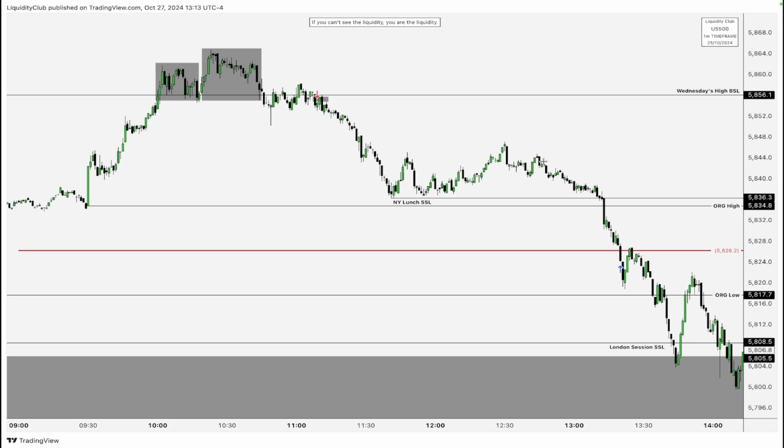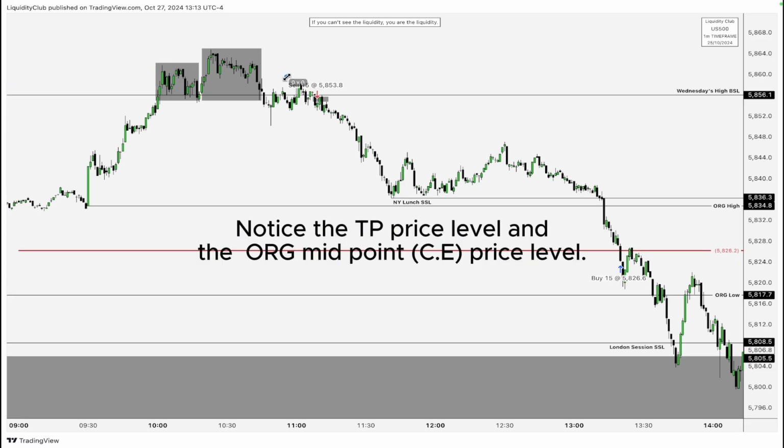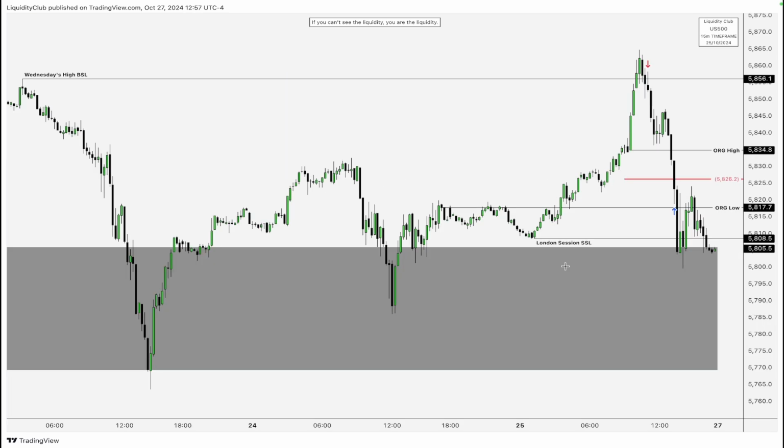So right there is my entry, and right there where I closed it was a limit order set just at the opening range gap, the consequent encroachment of that opening range gap. These are the execution levels. And this is a 15-minute time frame chart, just to show you the executions. It's not something that has been done in hindsight, it's something that has been done in real market conditions. And those are the execution levels.